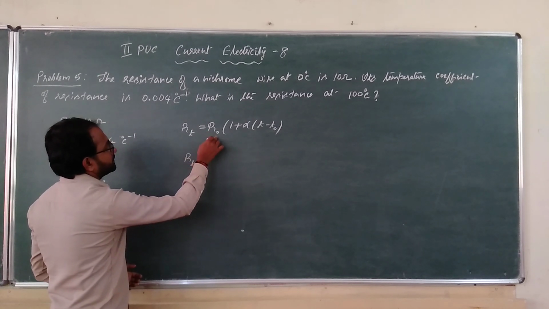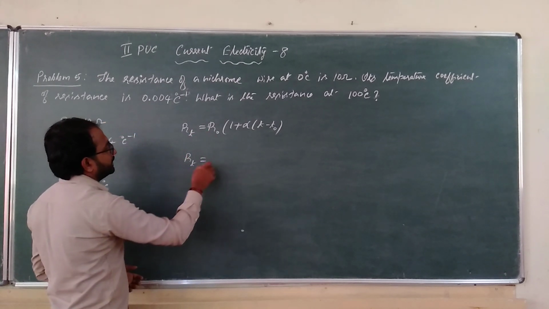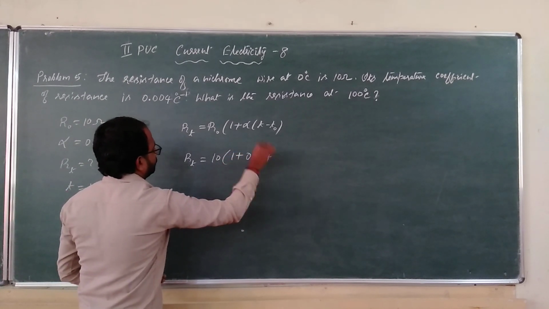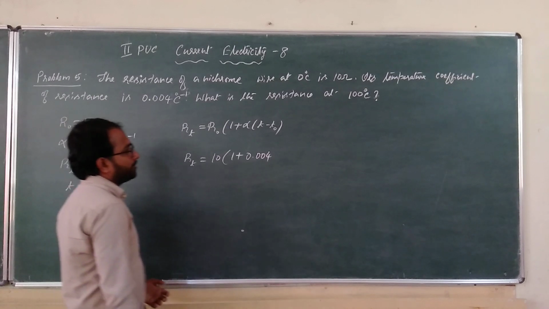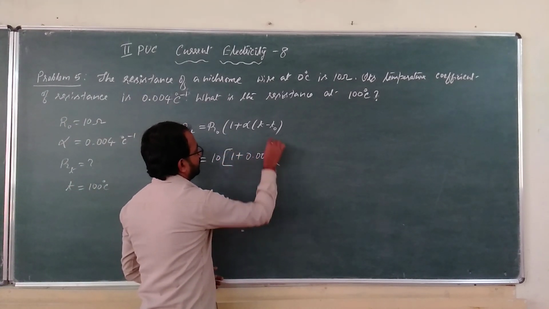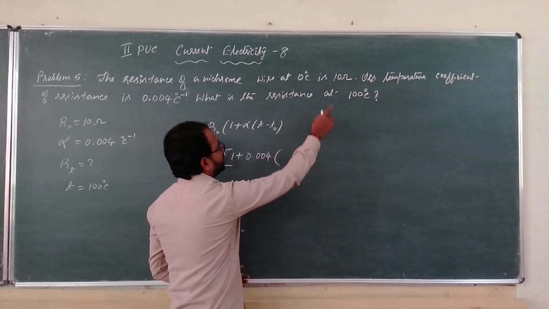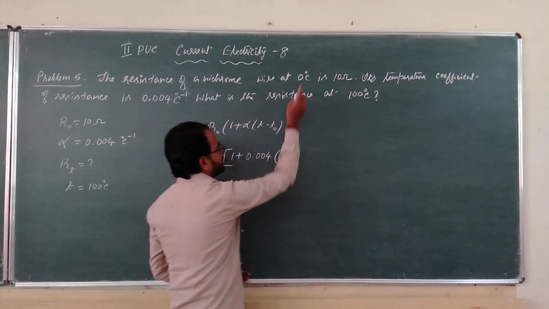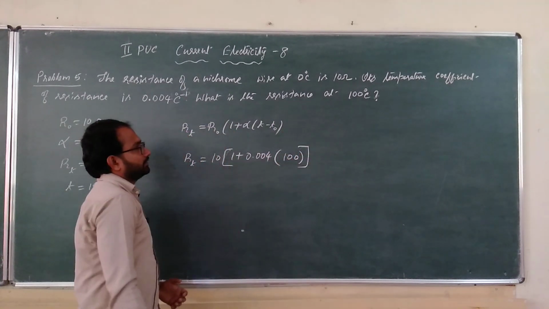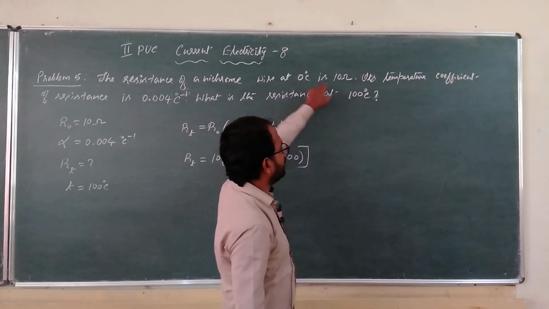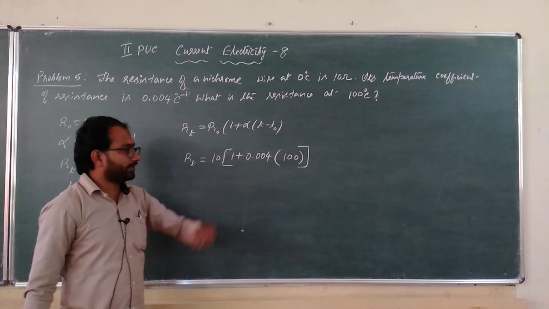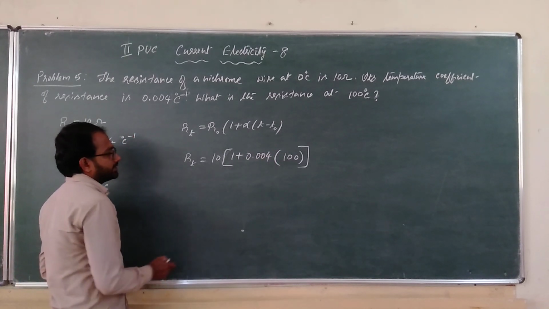What is R naught? Resistance at 0 degree Celsius or 273 Kelvin, that is 10 ohm, into 1 plus alpha, 0.004 per degree Celsius, into T minus T naught. So T is 100, T naught is 0, or this is 373, this is 273, the difference is 100 only, right? 0 degrees Celsius is 273 Kelvin, 100 degrees Celsius is 373 Kelvin. The difference of those two temperatures is 100 Kelvin or 100 degrees Celsius.